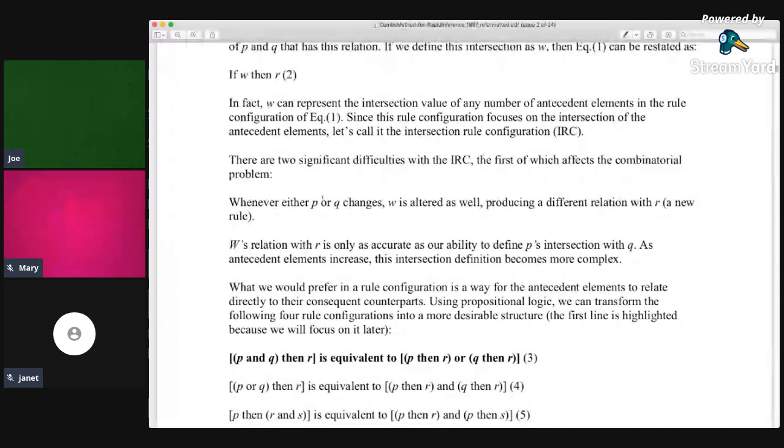So they're tightly bound with each other. And W's relation with R is only accurate in our ability to find P's intersection with Q, so that we don't have a relationship with P that is directly related to R, and Q is not directly related to R. It's the intersection, it's both of them. So to have an operation, and then that has a relationship with R.